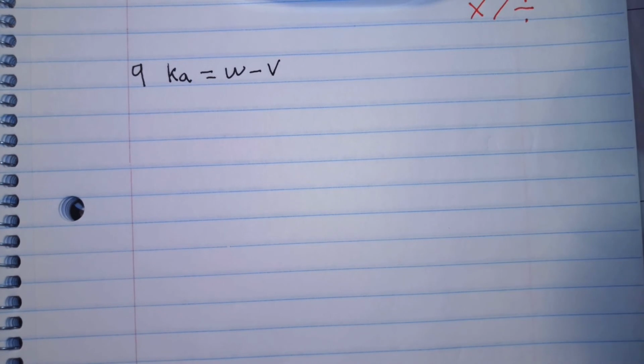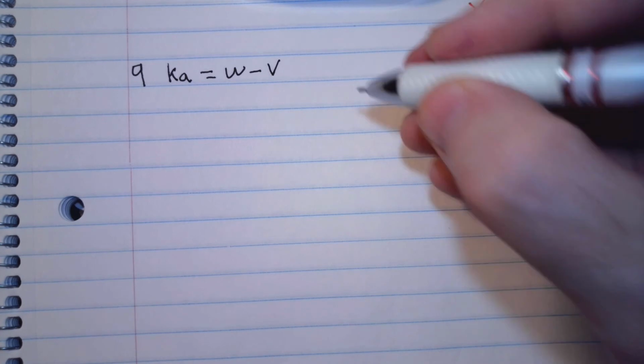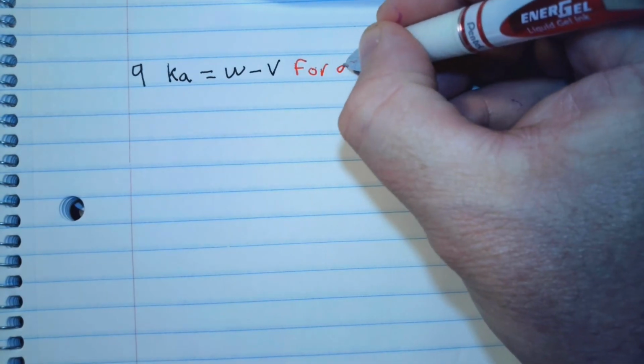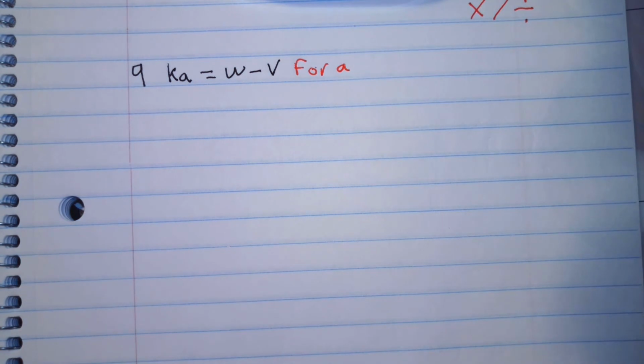Okay, the directions say to solve each equation for the indicated variable. Your teacher maybe called it literal equations, but basically we're going to solve for one of the variables. In this case it says solve for A, so we're going to solve for A. So that means we're getting A by itself.